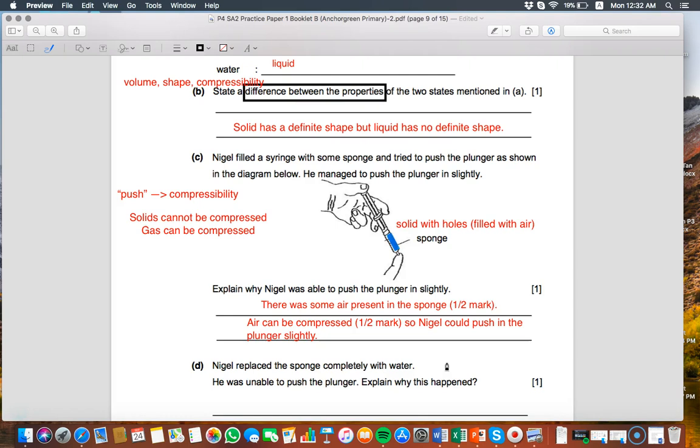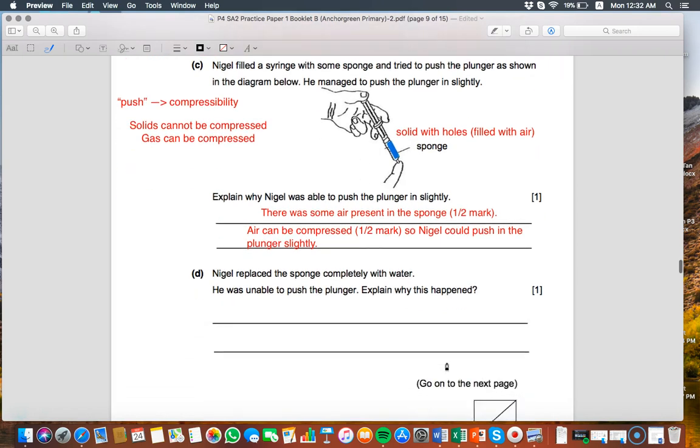I think there's quite a bit that you have to copy down. Some of you mentioned that air can be compressed, but did not state that there is air present in the sponge. Some of you mentioned that there's air present, but so what? You have to answer the question. So what if there is air? How does it lead to Nigel being able to push the plunger? So you have to explain in full. So let's move on.